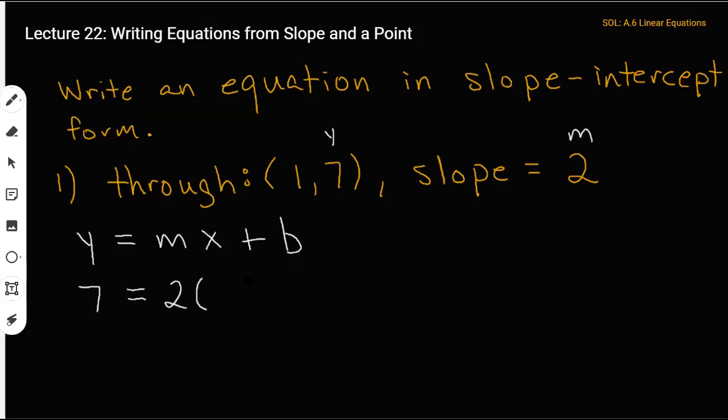And then in parentheses right beside that, I'm going to put my x value. What's my x value going to be? 1. That's this number right here. And then b, we don't know what b is yet, so I'm going to leave that as a variable.